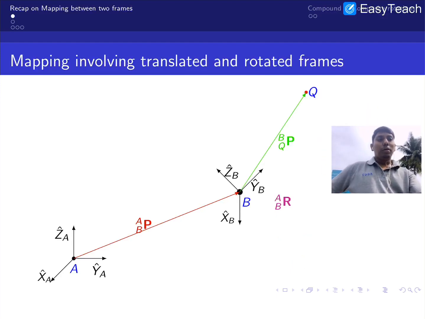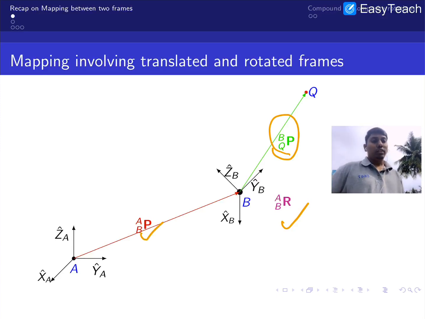Now I am bringing in a point Q, which is clearly described with respect to the B frame. So the position of Q is known with respect to B. Can I get the same positional information with respect to A if I know the orientation and the positional information? This is what we have done in the last two classes. So we'll go further.